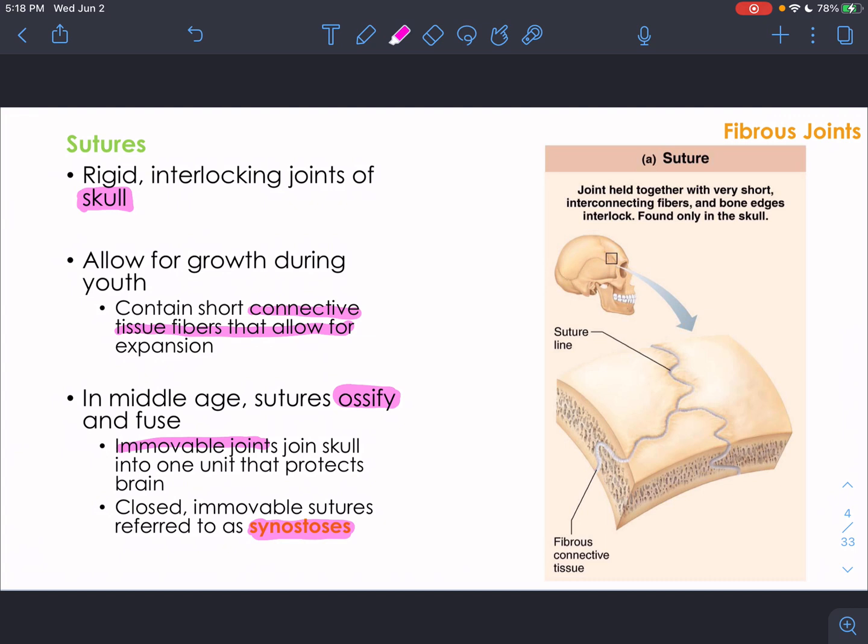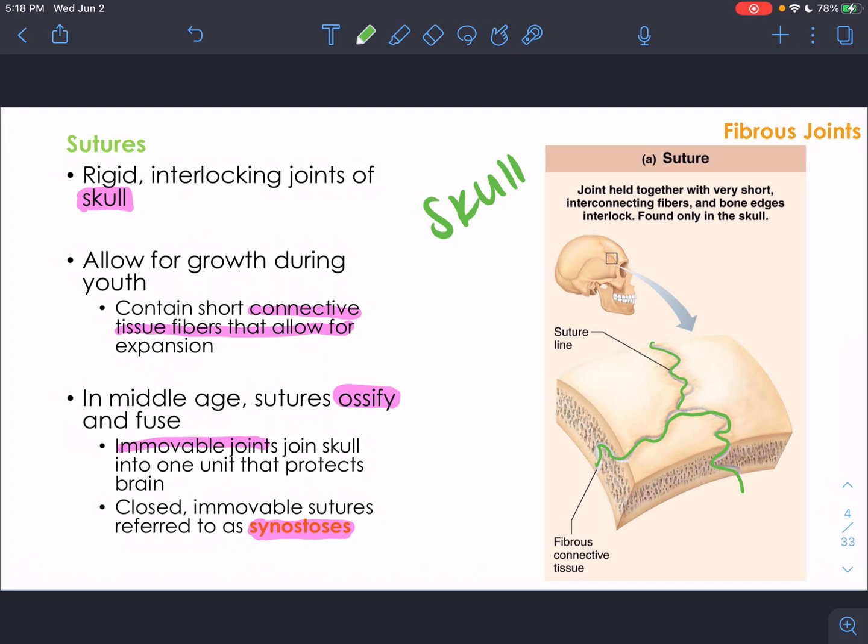So again, examples of that are the bones in your skull only, right? You can have the different bones of the skull, and the little lines you're going to see between them are sutures, which again is a type of fibrous joint. And in lab, you should have learned the names of all of the bones, so you should know the names of specific sutures in the skull.